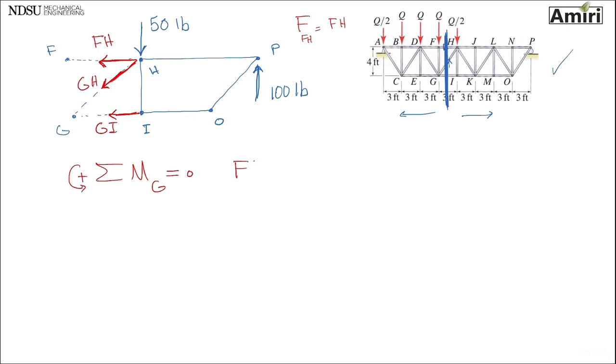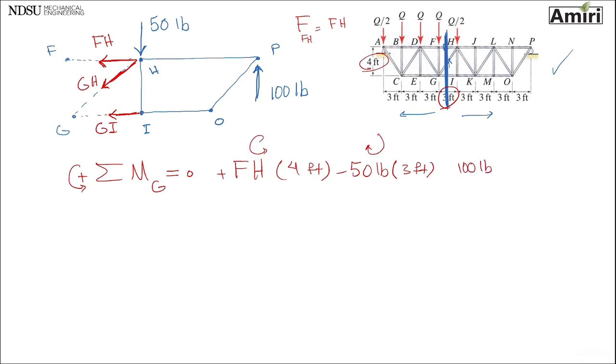I have an FH. Distance between G and line of action of FH is 4 feet. It's trying to rotate my whole thing counterclockwise, so that's plus. The next force I have is 50. The distance between point G and line of action of 50 is basically the distance between G and I, which is 3 feet. 50 is trying to rotate it this way, and that is against my sign, so I'm going to put a negative there. The next forces, GI, GH, go through point G, so don't worry about them.